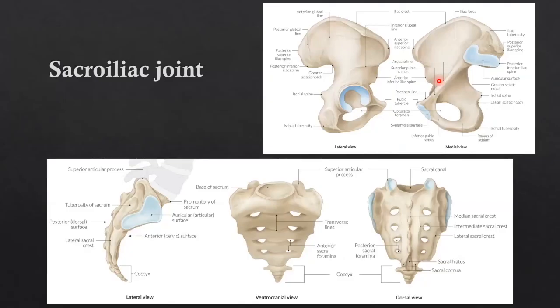Here's another image depicting the specific joint regions of the SI joint. Again, it mainly attaches between the regions associated with the posterior iliac spine, articulating with the superior lateral aspects of our sacral bone.